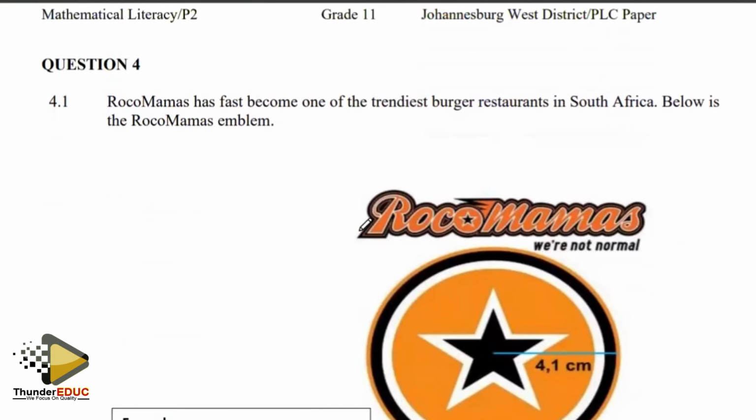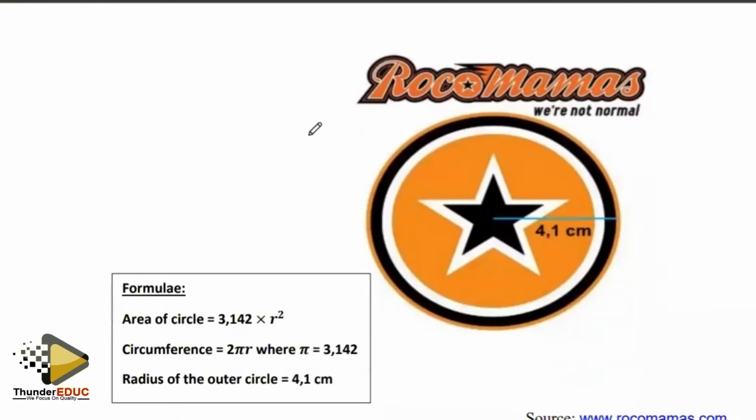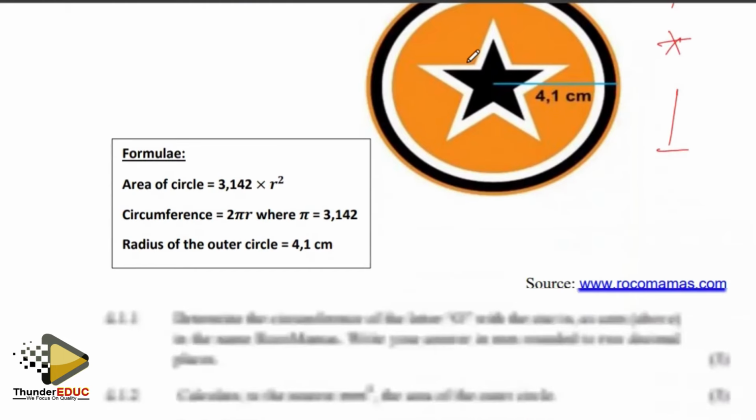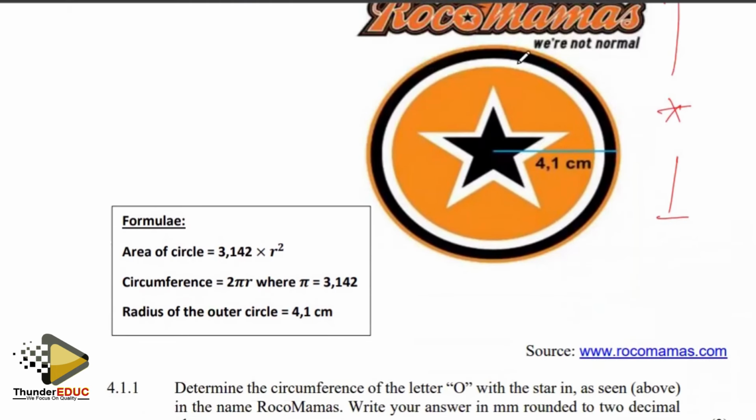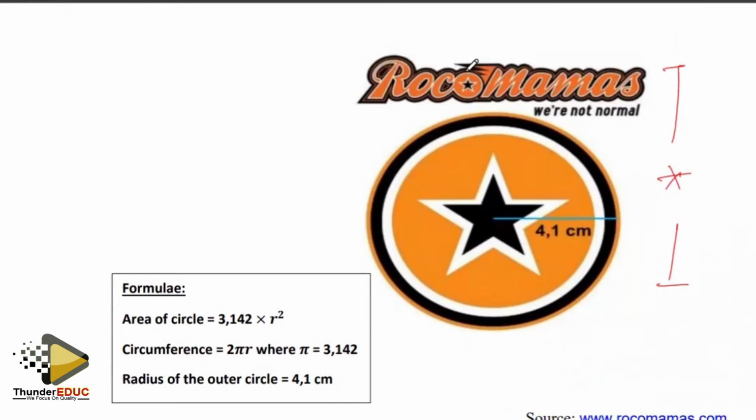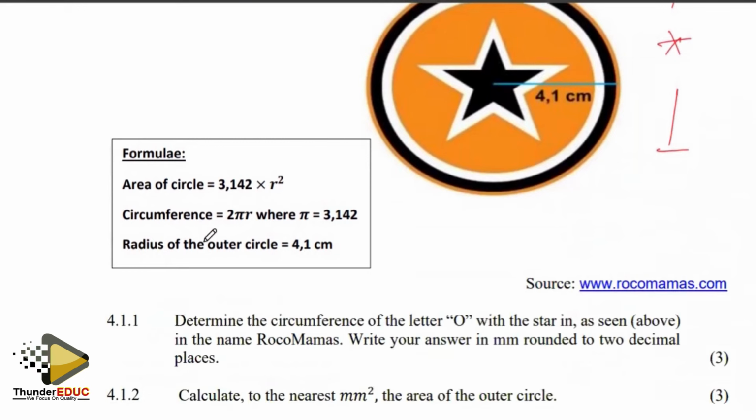Okay, question number 4, it says, Rock Mama has first become one of the trendiest burger restaurants in South Africa. Below is the Rock Mama emblem. This is their emblem here. That's what they are talking about. And they have extracted the O to come out. This is the O mark here to come out. Okay. And the formula here, they have given to you.